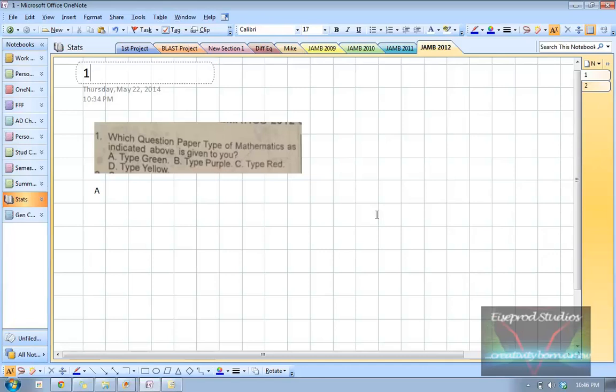Question 1 just wants to know which question paper type of the mathematics you have, and so you would just do whichever one you have, and in this case it's A, and so you would just fill that in.